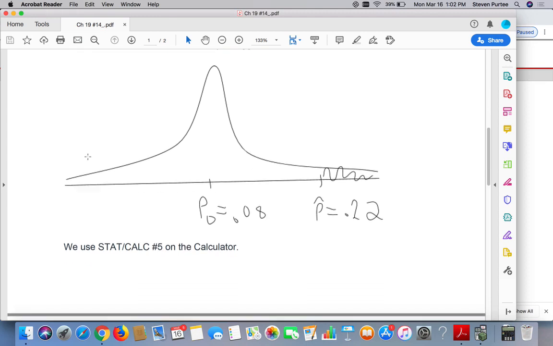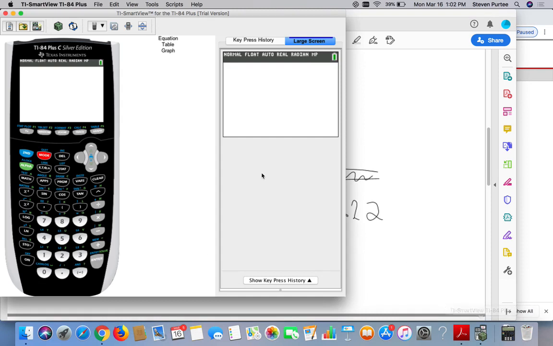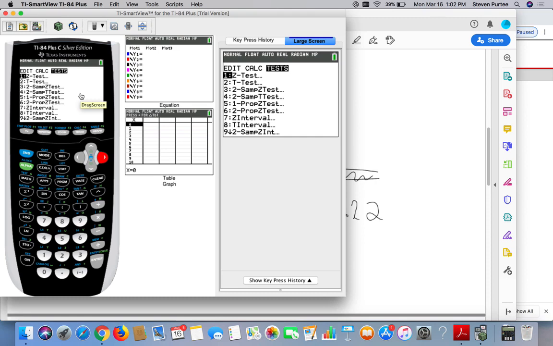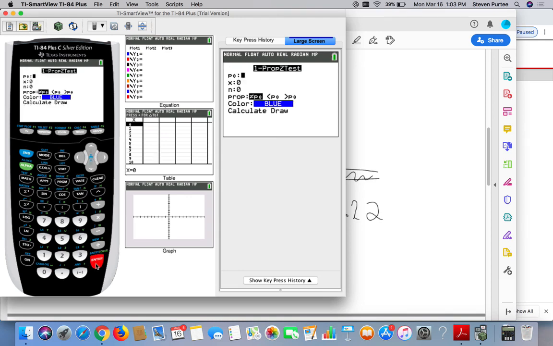All right, now we're going to do all the math on the calculator. So we're going to go stat over to tests. And we want to find a button that says one proportion z-test. That's number 5. One prop test. Hey, look, that's all the stuff I literally just wrote down.